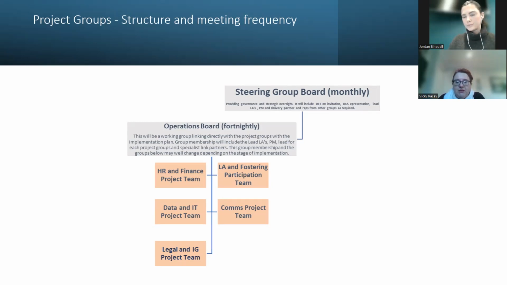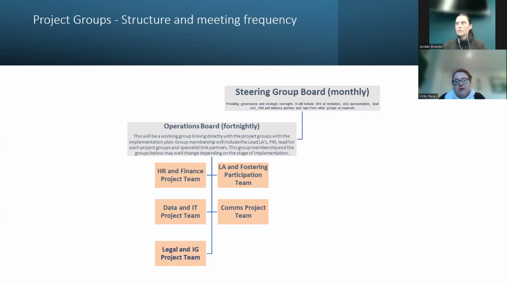So the ones that are meeting regularly at the moment are the information governance project team, the data and IT team, the comms team, and the fostering participation team. And they're working on data sharing agreements, data KPIs, information governance, the comms campaign, and obviously the foster carer participation group are overseeing some of the work in the design phase that we're doing.